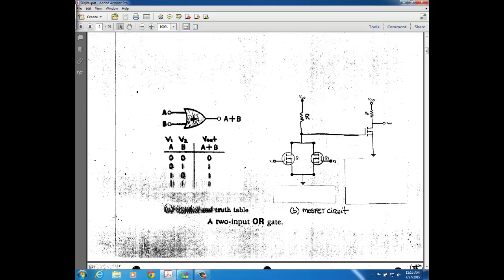Okay, so that concludes this video on OR gates, and we will look at a couple of other gates, actually about a handful of other gates, in the next video.